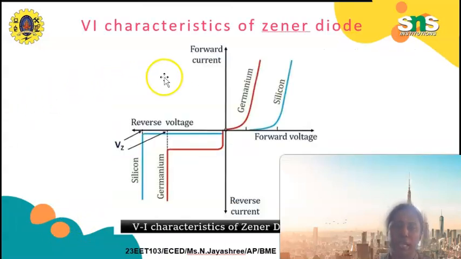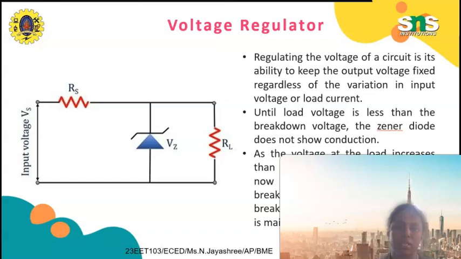So this is the VI characteristics of the Zener diode. Germanium and silicon are shown here, germanium indicated by the red color and silicon by the blue color. The left side is reverse voltage and the right side is forward voltage, the top side is forward current, and the bottom side is reverse current. Okay, this is the VI characteristics of the Zener diode.